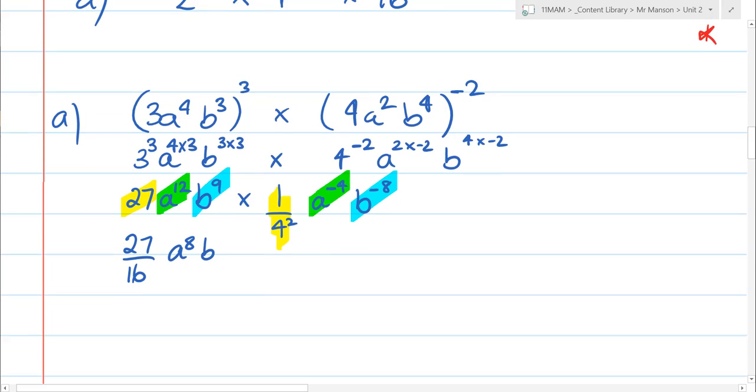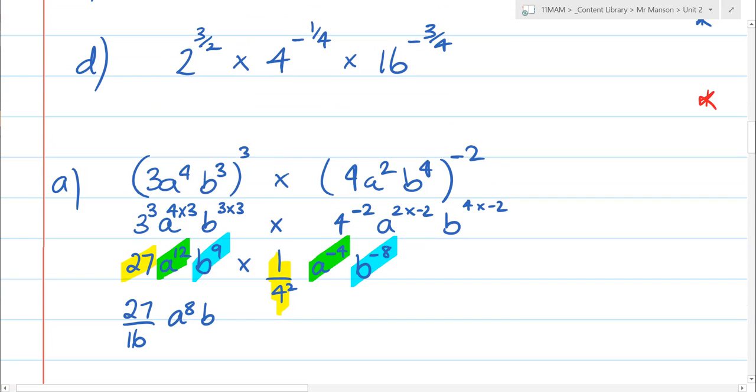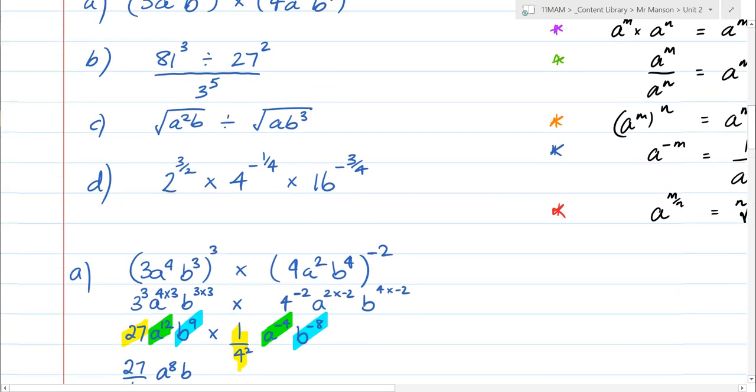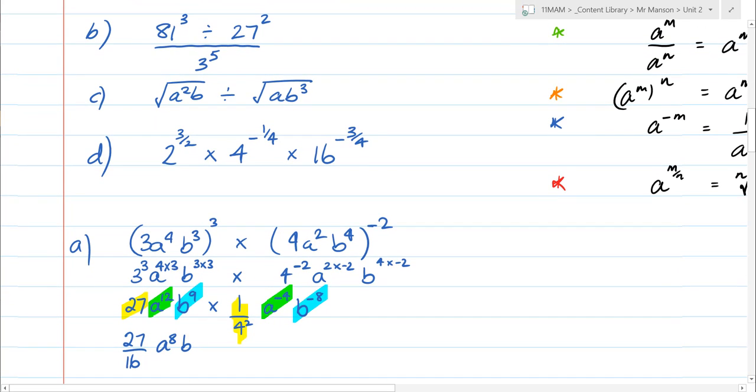Just make sure that your 6 and your 16 doesn't look too much like a b. Any questions on A?